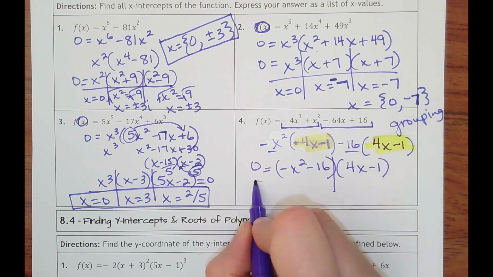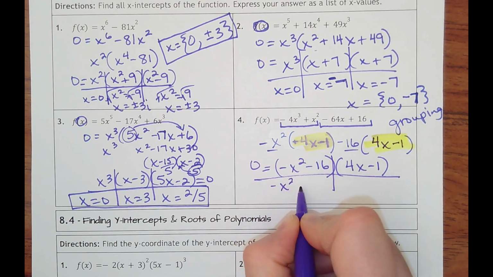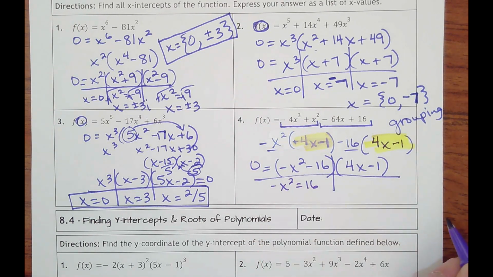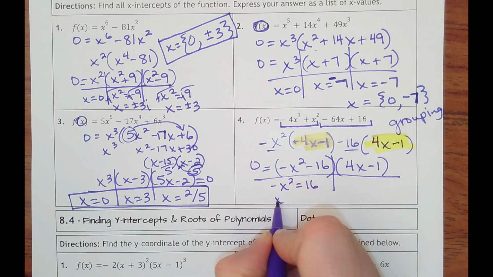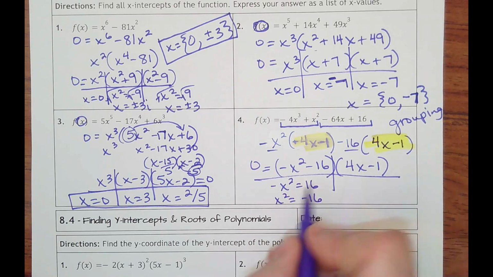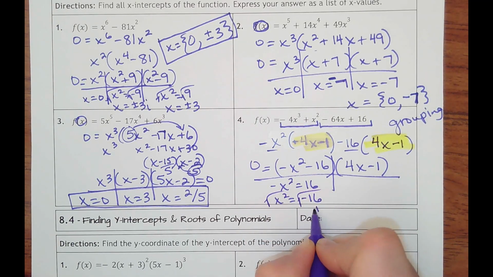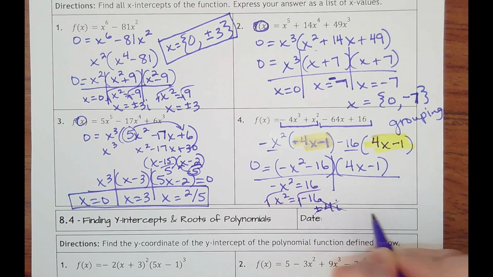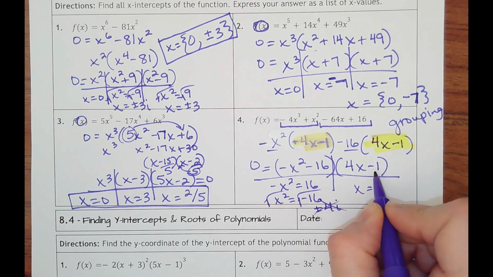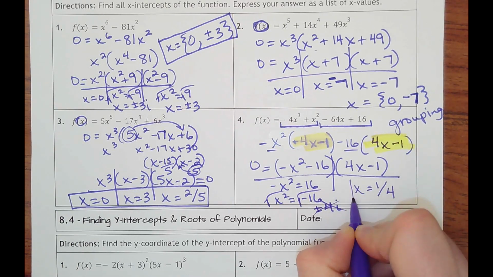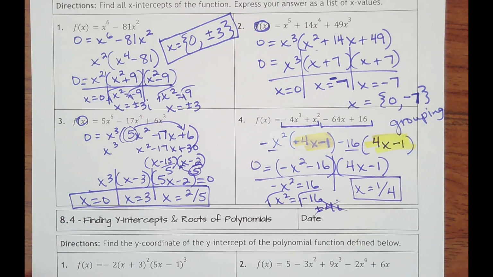Okay, I'm actually going to go ahead and solve these from here. I'm going to add the 16 over, so now it's positive. Divide by -1. So now that makes that a -16. Square rooting a negative gets plus or minus 4i. That's not going to be an x-intercept. This gets positive 1/4, and that's the only x-intercept that I'll have. So that's just basically a review of all the different types of factoring we've done.